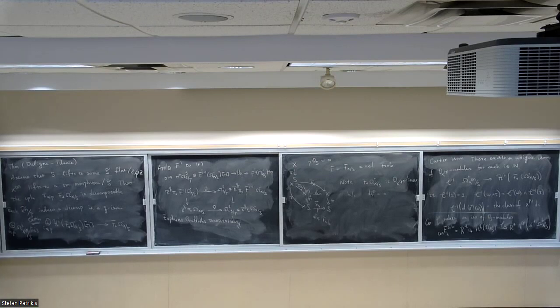I have 10 minutes left. Let me decide what I want to do. Do you prefer that I mention the degeneration of Hodge-de Rham in characteristic 0, or I should say something about p-curvature? Oh, okay, all right.